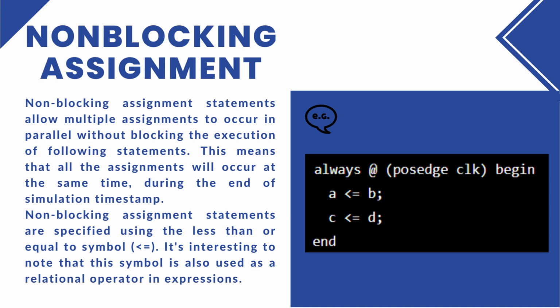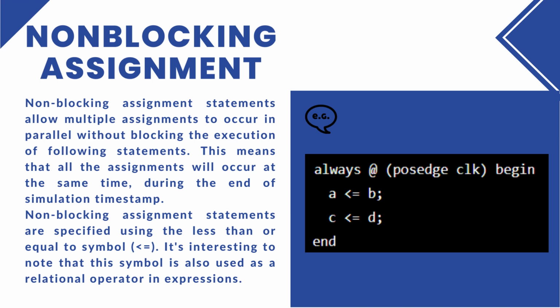Here is an example to help illustrate this concept. Consider the following code snippet. always @(posedge clock) begin A <= B; C <= D; end. This is an always block with two non-blocking assignments inside it. The block is triggered on the positive edge of the clock signal, posedge CLK.